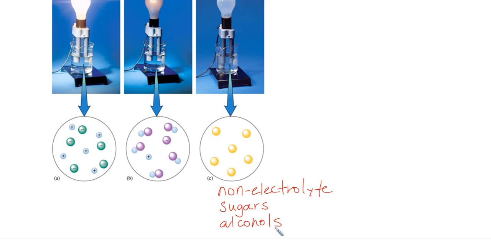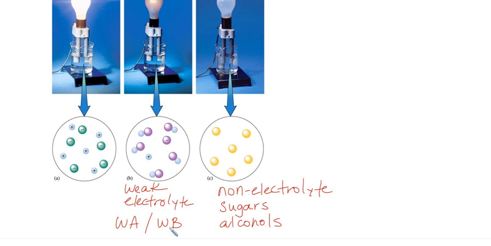If I have something like this, the light bulb glows, but it's pretty dim. That's a weak electrolyte. Weak electrolytes form some ions, but not 100%. Most of the molecules are still neutral. The best examples are weak acids and weak bases.